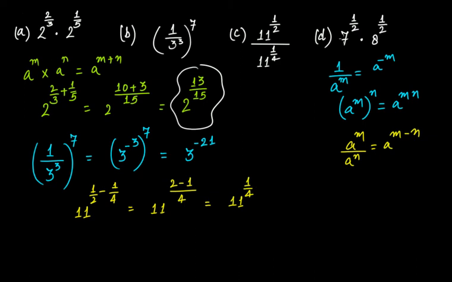Now this last one says 7 raised to the power of 1 by 2 multiplied by 8 raised to the power of 1 by 2. It uses the law of exponents that says that a raised to the power of m multiplied by b raised to the power of m, the exponents are the same, so it is a multiplied by b raised to the power of m. So from this one you get 7 multiplied by 8 raised to the power of 1 by 2. This is 56 raised to the power of 1 by 2, and this is your answer.